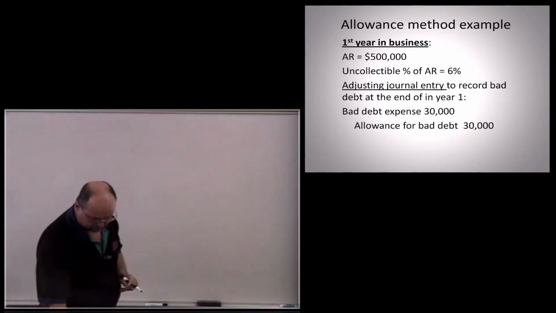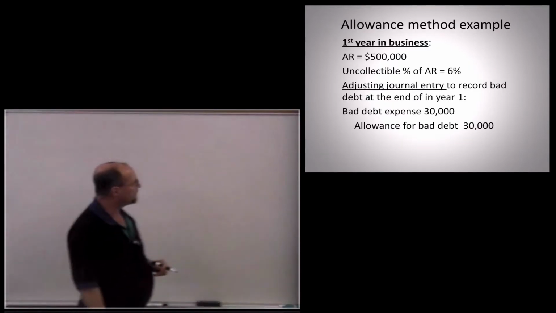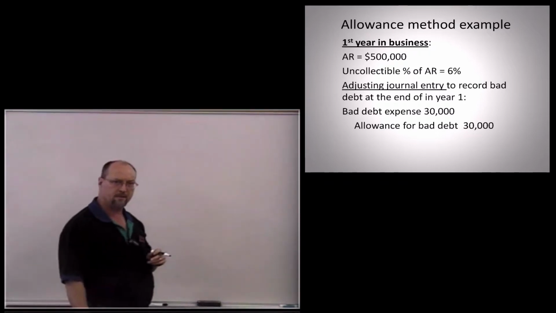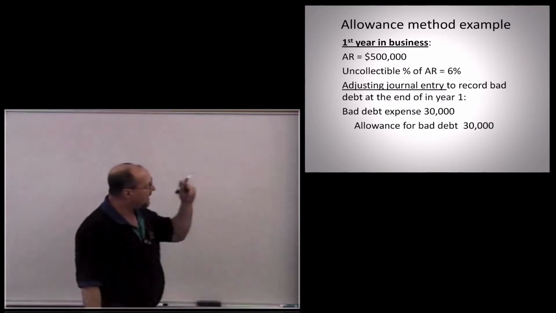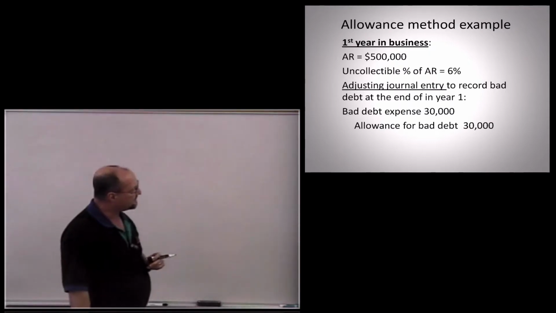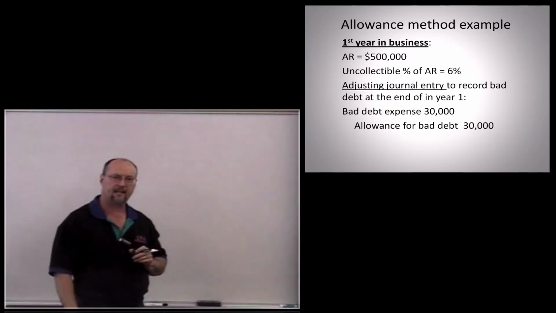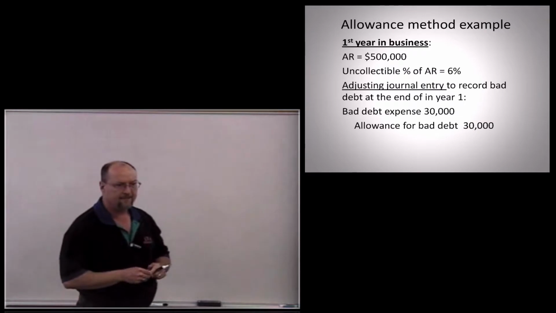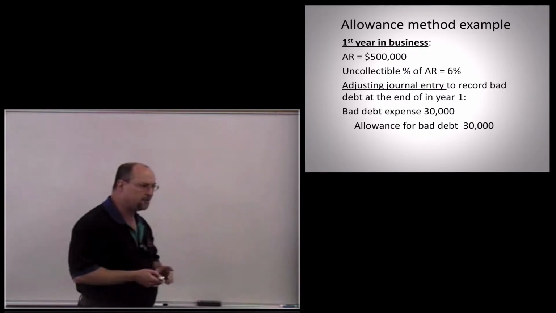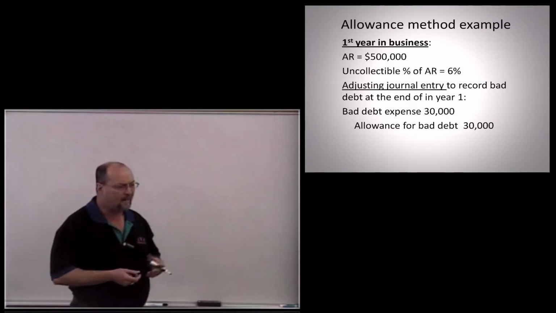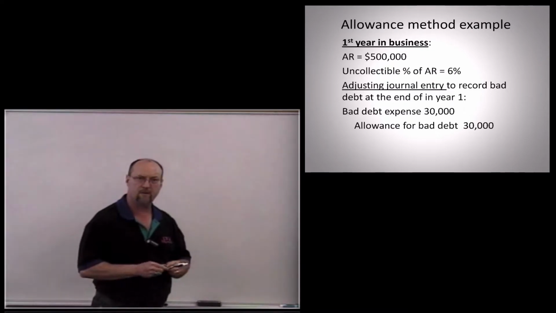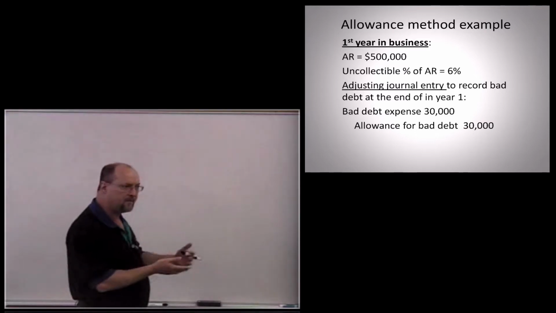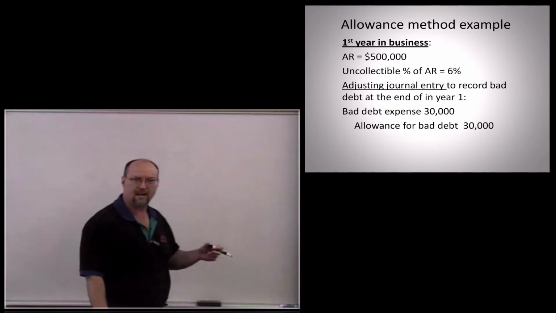Okay, we're going to assume that accounts receivable is $500,000 at the end of our first year of business. We've been in business 1 year. AR is $500,000, and we estimate about 6% of our accounts receivable is uncollectible. How did I come up with 6%? Well, for a brand new business, I would simply have to use what's called industry data. What happens to other companies in this industry who've been around for a while? Because I don't have any past history in order for me to create my own past track record.